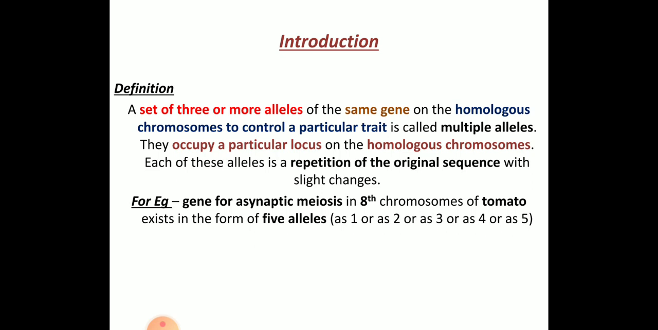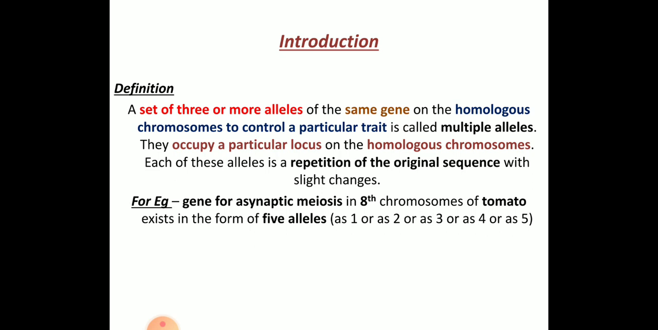So what do you mean by multiple alleles? Multiple alleles are a set of three or more alleles of the same gene which are present on homologous chromosomes and control a particular trait. They occupy a particular locus on homologous chromosomes. These alleles are nothing but a repetition of the original sequence with slight changes.